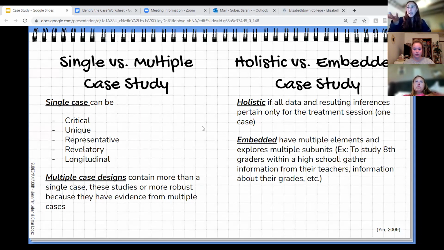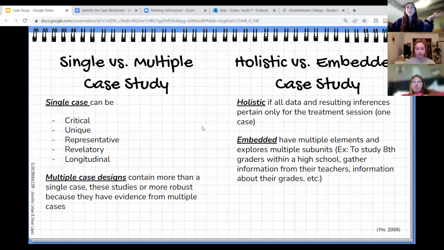So single case, like it sounds, you're looking at one case. And this can be because the case itself is critical, it's unique, it's representative of a broader population, it's longitudinal, it's revelatory. So these are those cases that are really unique. Once again, to reference Genie, that's not something you can really replicate. That's going to be a single case.